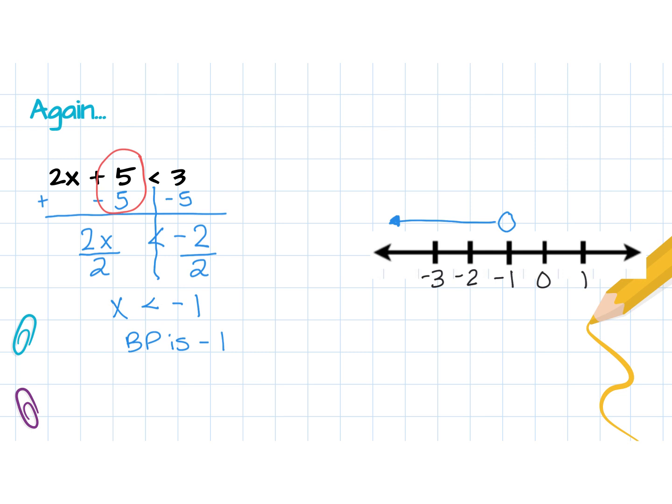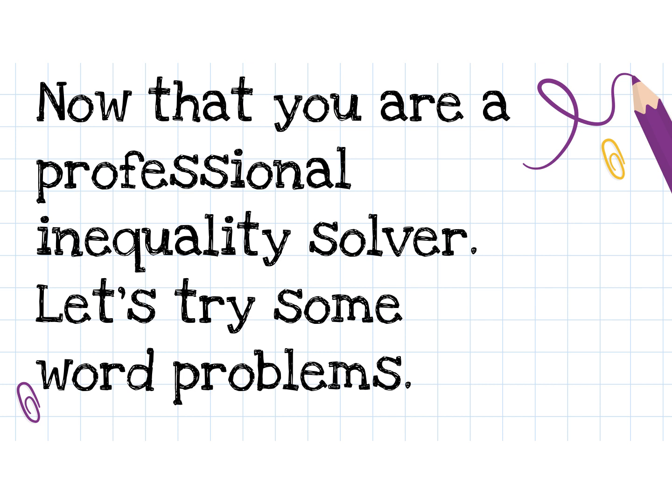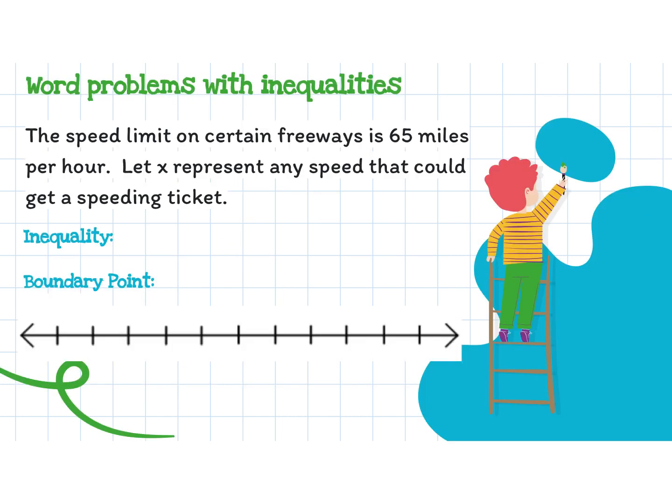Let's keep going. Now that you're a professional inequality solver, let's try some word problems. Dun, dun, dun. Fear in the heart of every math student when their teacher says that. It will be fine. Here we go. Word problems with inequalities. The speed limit on certain freeways is 65 miles an hour. Let x represent any speed that could get a speeding ticket.